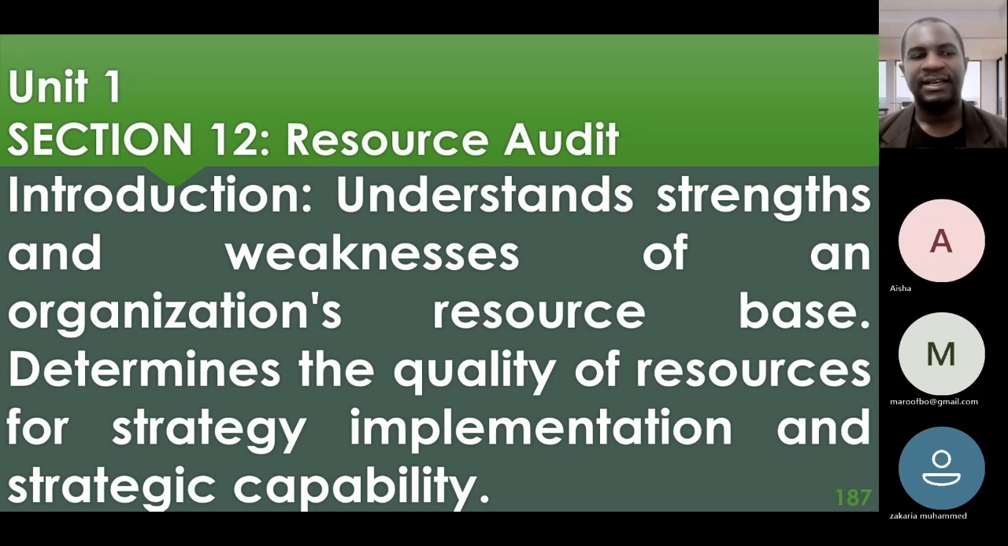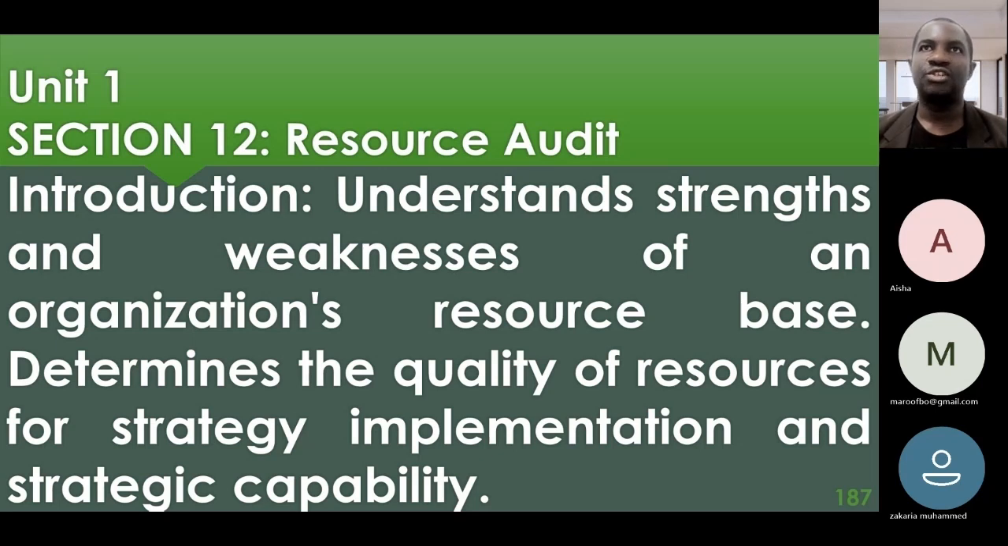Okay, so resource audit helps you to understand your strength and weakness as an organization and your resource base. So it replicates the idea on SWOT, but in another dimension. So you are understanding your strength and weakness, and it helps you to determine the quantity of resources for strategic implementation and capability, understanding your capabilities. So resource audit is very important, looking at various resources varying from physical and human resources. So you look at your strength and your weakness, and those 2 areas are internal, and you are looking at it to harness your resources.